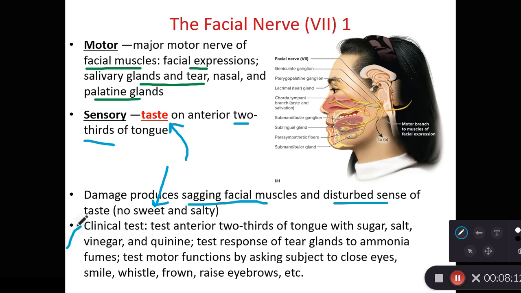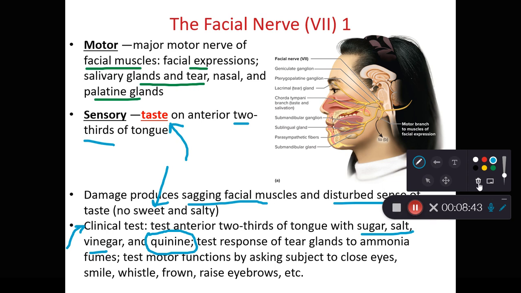So clinically speaking, to test for damage to this nerve, they can test the tongue with sugar and salt, vinegar, and you're familiar with all of those. Quinine is one that most of you probably are not familiar with. Quinine is a standard bitter tasting chemical compound. And they can also test response to tears by exposing your eyes to ammonia fumes and or onion fumes, just to see if you'll tear up. And then they can also test your motor functions by asking you to do things like close your eyes, smile, whistle, frown, etc.